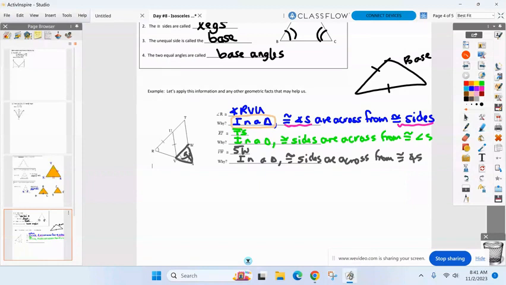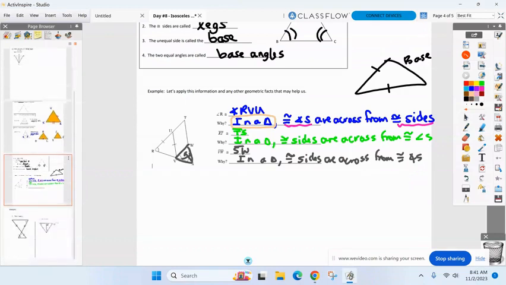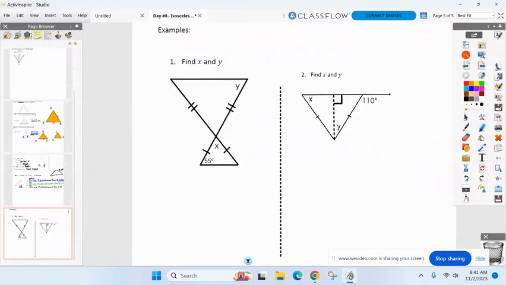Are there questions how I know it's isosceles or how to find the sides or angles across? Because now we're going to put numbers to them. Okay, now we're going to put some degree measures on some of these angles. All right, let's do this. We're going to do these together.